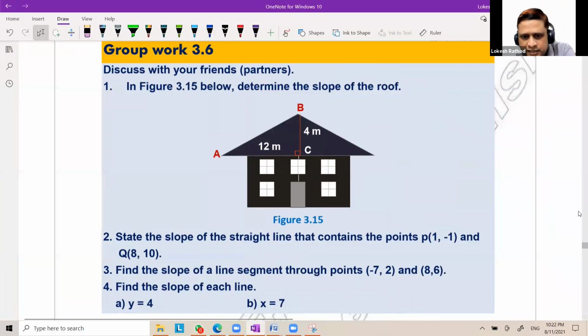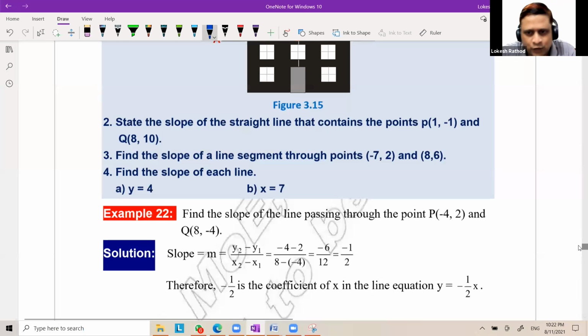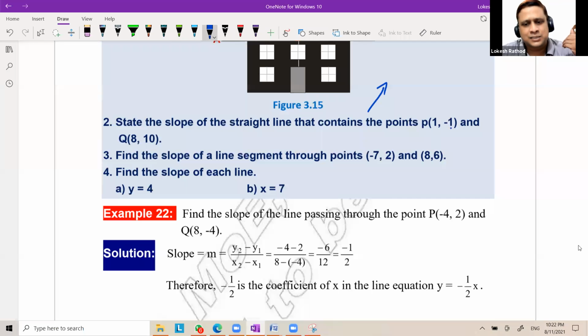State the slope of a straight line that contains these two points. Okay, so slope will be what? Change in y coordinate. You can do either -1 minus 10 or 10 minus -1. Both ways are fine. It's not necessary which point is taken first or second. You can take any point first, any point second, right? So change in y, 10 minus -1, over 8 minus 1. That is 10 plus 1, 11, over 8 minus 1, 7. So slope is 11 over 7.